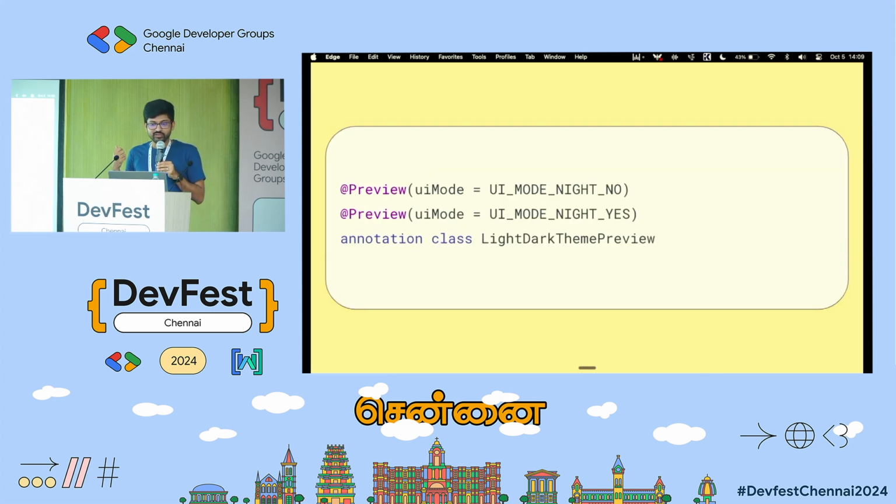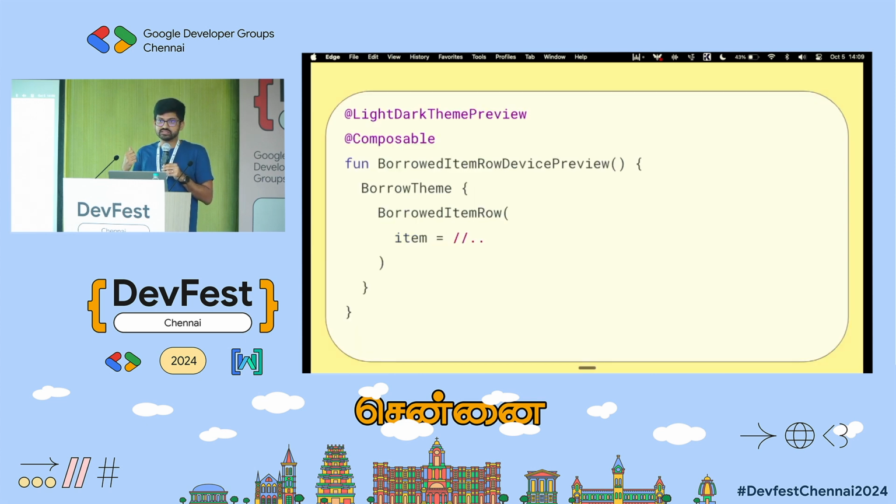That's why you can create your custom annotation classes. So in this case, I'm creating something called light dark theme preview and adding both the annotations. I'm just using an example with two preview annotations here, but you can club multiple. And if you were to use this, it would just look like this. I've just replaced my add preview with add light dark theme preview. This way, everyone needs to remember to use just that one annotation, and you get light and dark theme out of the box.